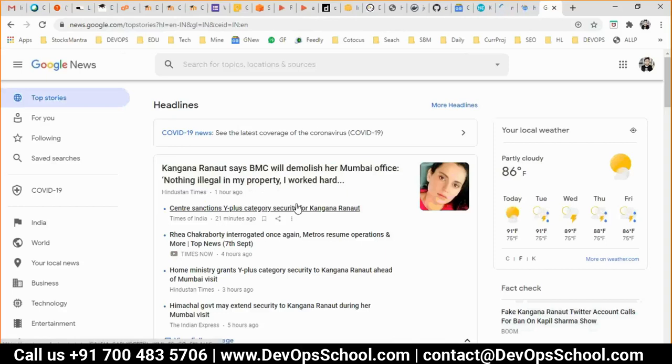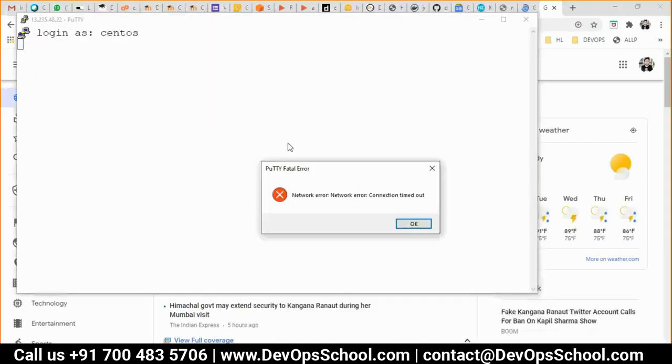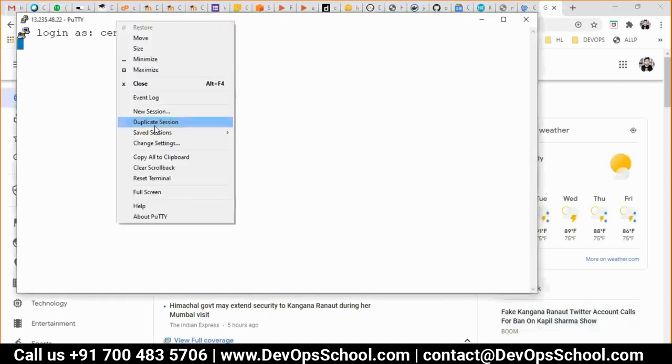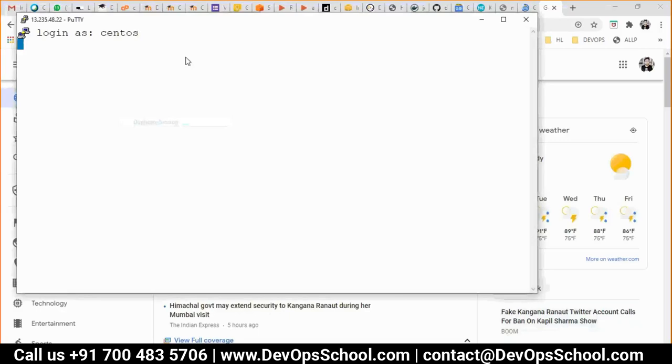Hello guys, can you hear me now? Yep. Okay, sorry, I think my internet got disconnected. It's raining heavily in Hyderabad, so I had to connect with the backup internet. So yes, I was talking about earlier, when you do the run, it directly goes inside a container. Okay, let me duplicate the session.